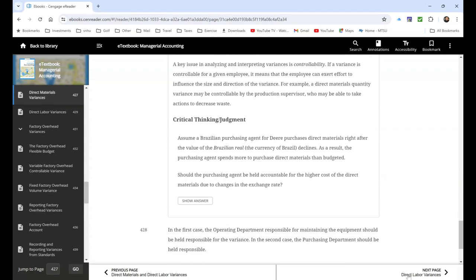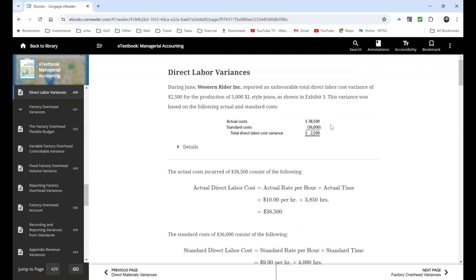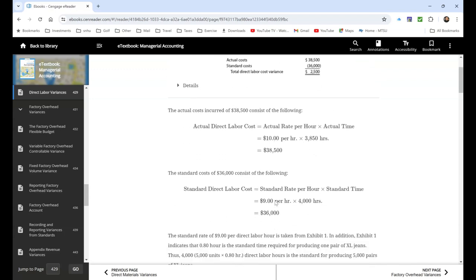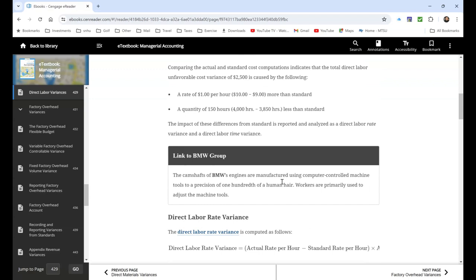Again, this is the critical thinking here. So same thing here. Actual costs were more, but again, you look at the labor rate was higher. This is the standard, but you use less labor. And so this would sort of tie in again. Well, maybe we used less material because we had more efficient labor. So, really, that's the majority of this chapter.